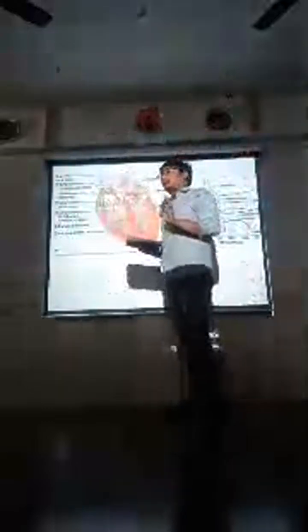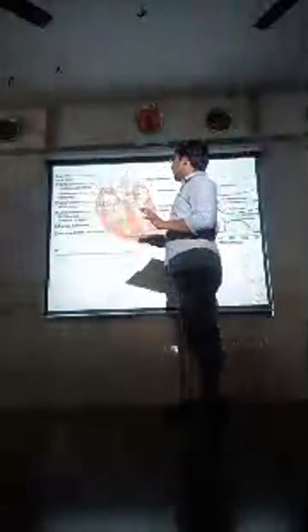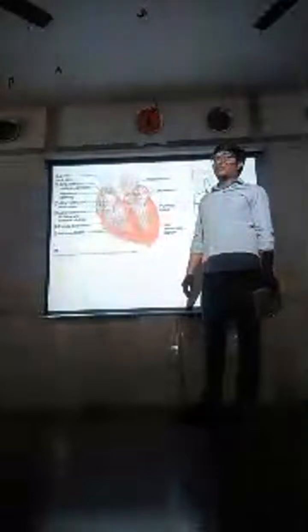Now we have to discuss the fourth thing, which is called the Bundle of His. This Bundle of His is exactly located between the atria and the ventricles, as you can see here.